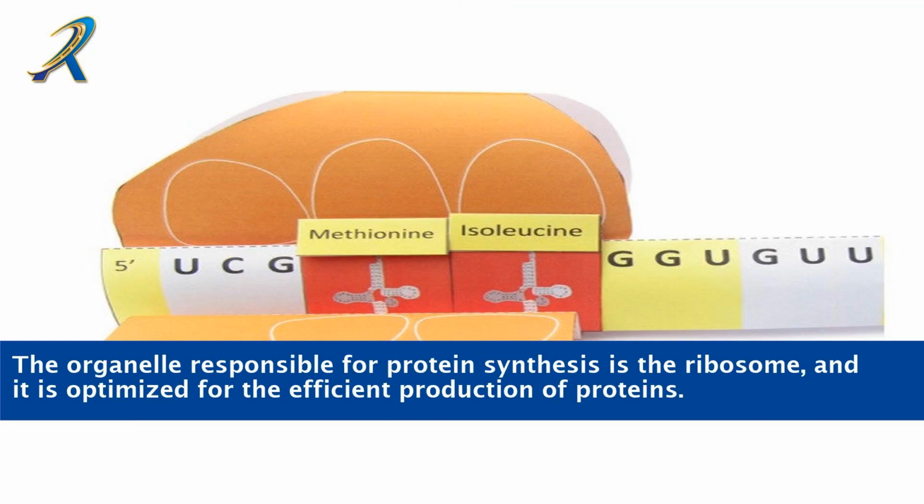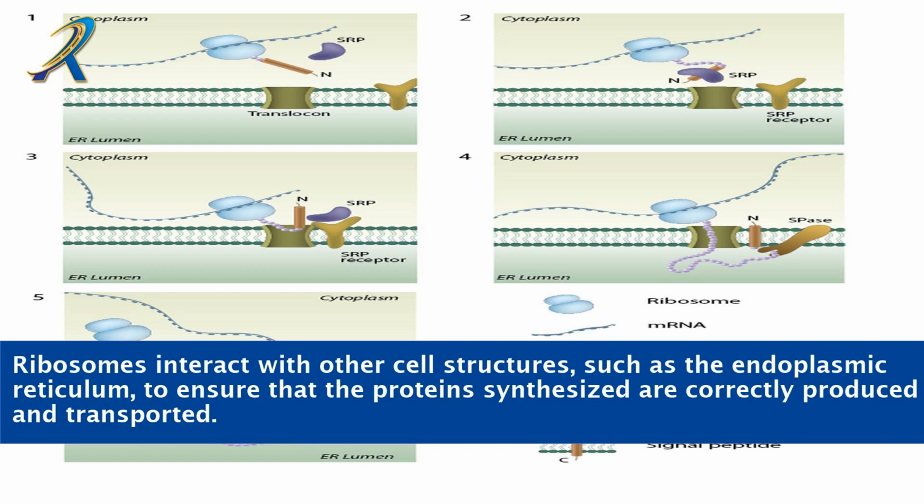The organelle responsible for protein synthesis is the ribosome, and it is optimized for the efficient production of proteins. Ribosomes interact with other cell structures, such as the endoplasmic reticulum, to ensure that the proteins synthesized are correctly produced and transported.